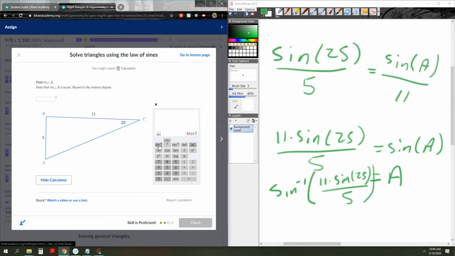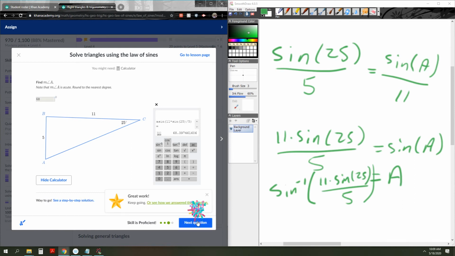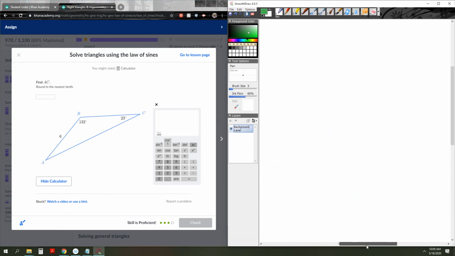Let's see what happens. Sine inverse, right? 11 times the sine of 25 divided by 5. Okay? And we get 68.39, round to the nearest degree, so it says 68. Check on that, and that worked fine. Next question. Scroll just over this way so we don't have to make a new page.